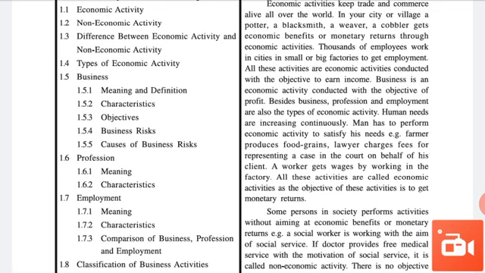Main objective of economic activities. If asked in the examination, then you should write that the main objective of economic activities is profit or to get monetary returns.